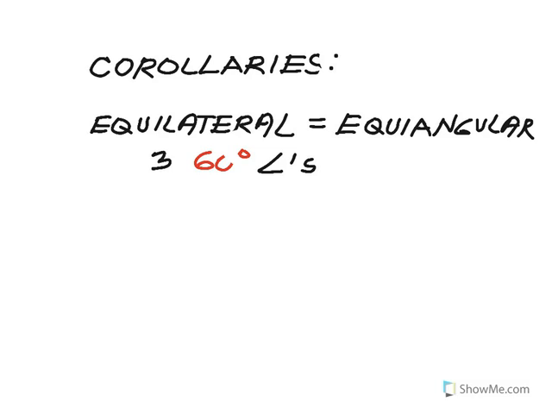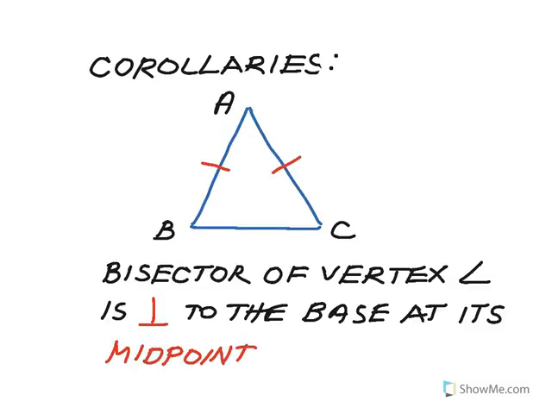That's the first corollary. The second corollary has to do with if we take a segment straight down the middle of the vertex angle, and we bisect that angle. So if I come down and I bisect the vertex angle, a couple things happen. First of all, I always hit the base at a 90-degree angle, and I hit it at its midpoint. So these two segments are equal.